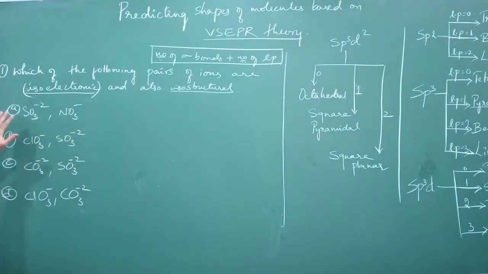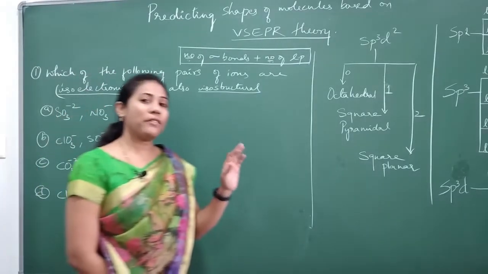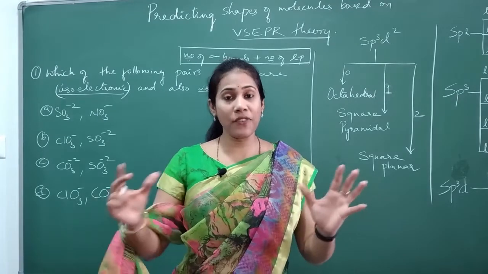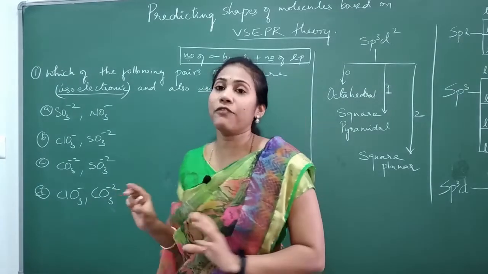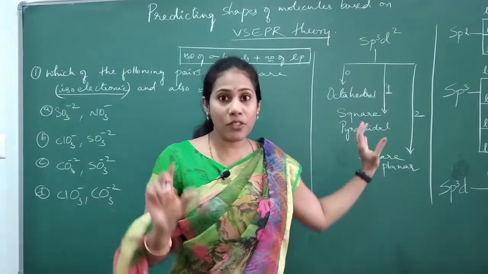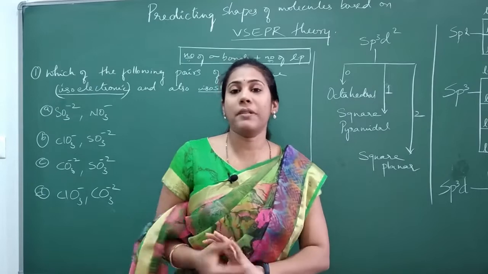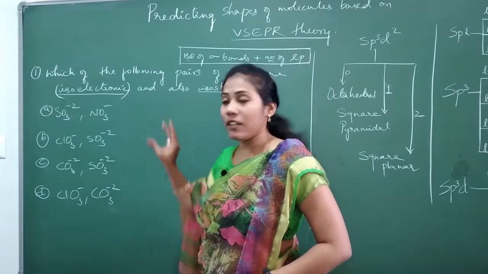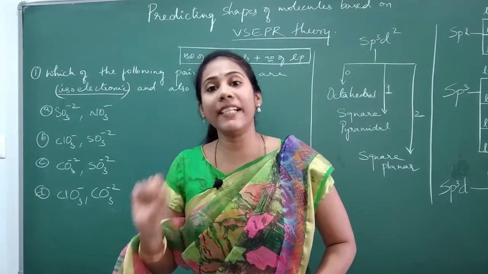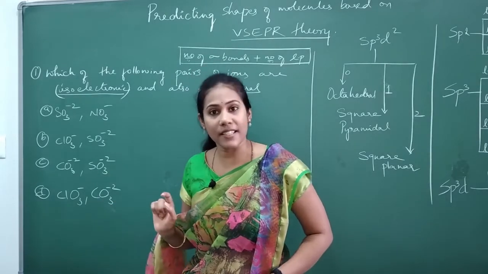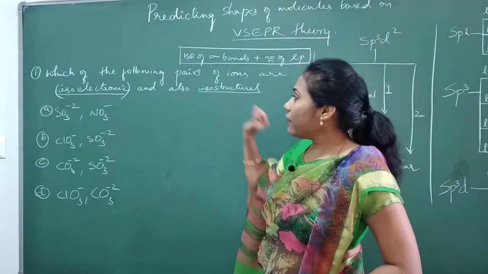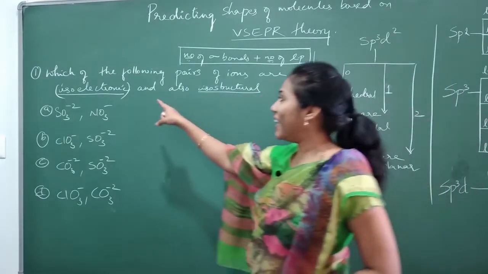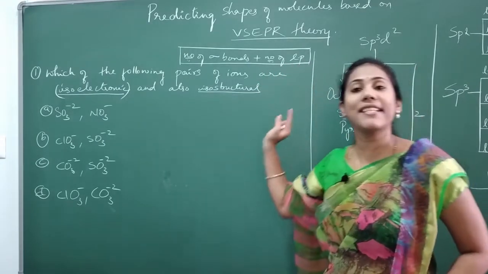Let us go for the question, and this is a very common type of question that can be asked in any competitive exam. The percentage of asking this kind of question, based on predicting the shape as well as hybridization, is very, very high. This particular question has been repeatedly asked in 2 NEET exams, 2015 as well as 2016. Read the question carefully. Which of the following pairs of ions are isoelectronic and also isostructural?